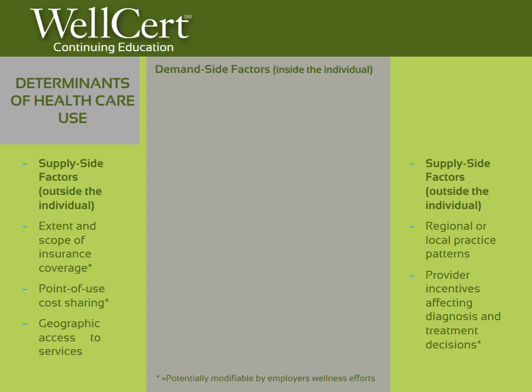Now, you also notice as we go on to the demand side factors inside the individual that there's an asterisk after a number of these. There are 3 of them that we just went through that have an asterisk. That asterisk means that it's potentially modifiable by employer wellness efforts. So we can, in fact, change some of these things by teaching people about these issues or how to deal with them. That means they're amenable to change and amenable to wellness interventions.